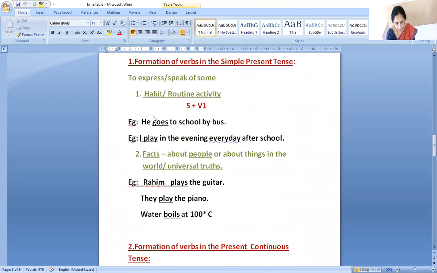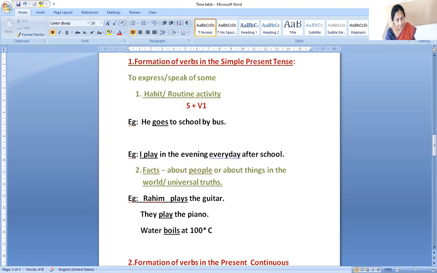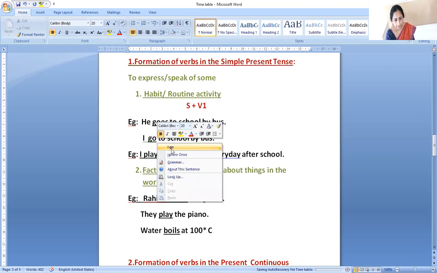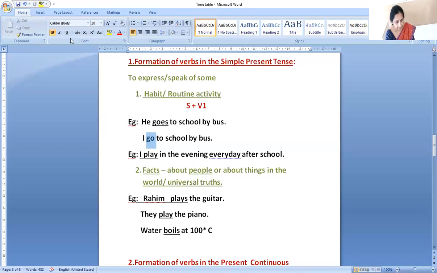If the subject was I, example, see, I can show you. But because it is he, it is goes. If the subject was I, the verb would have been, I go to school by bus every day. Okay. So it is a routine activity. That is why we use go.